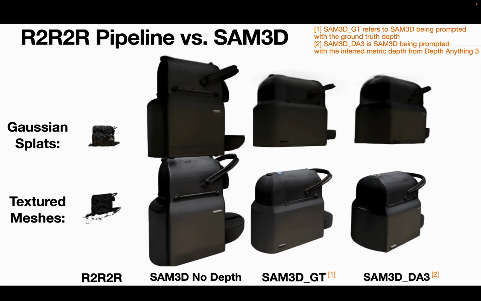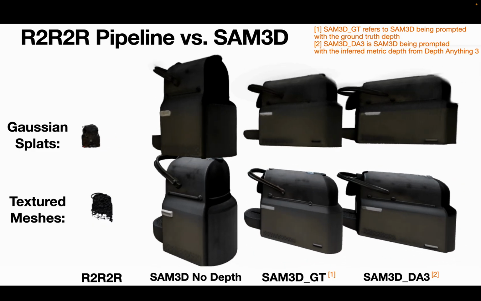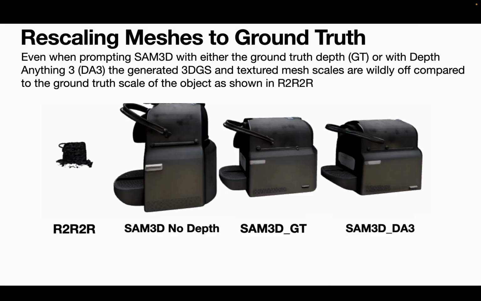So something to notice though is that the scales are wildly off. If we look at the image here, for real-to-real, this is the textured mesh we have, and the scale of this mesh represents the true scale of the coffee maker in the real world, versus if we compare it now to the scales of the meshes generated by SAM3D no depth, SAM3D with ground truth, and SAM3D with Depth Anything 3, the scales are way off. So these generated meshes from SAM3D are on the level of meters, and they don't at all represent what they actually should look like in the real world.